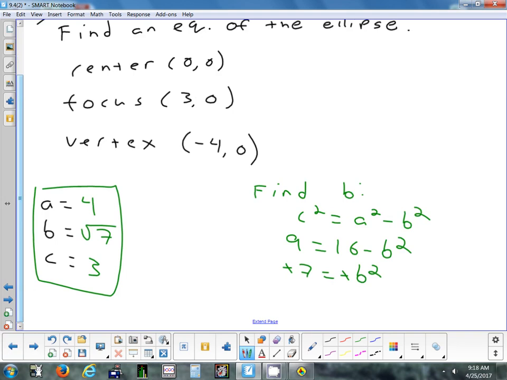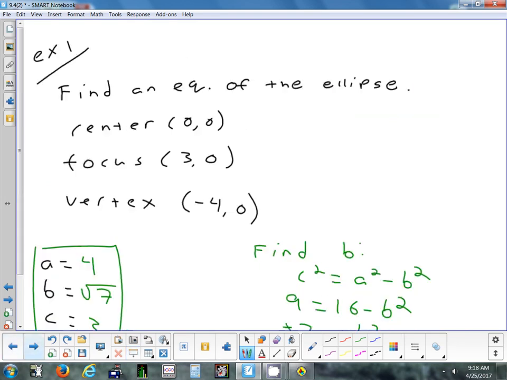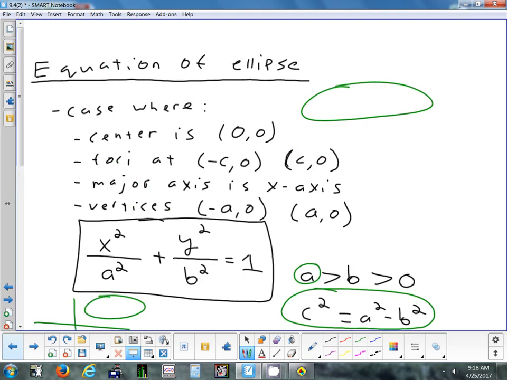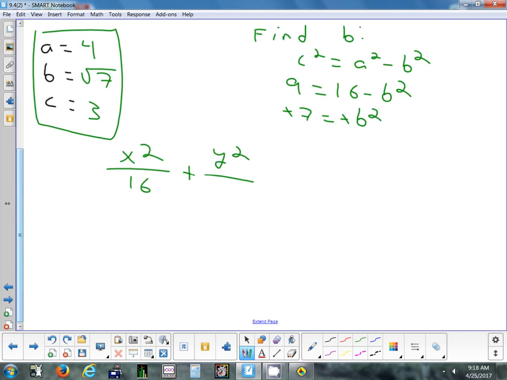Okay. Any questions on how we found that? That's the hard part. Okay, now the easy part. X squared over A squared. So X squared over 16 plus Y squared over B squared. Y squared over, and B is the square root of 7. So what's B squared? 7. And the equation of an ellipse is always equal to what number? 1. There's your equation.